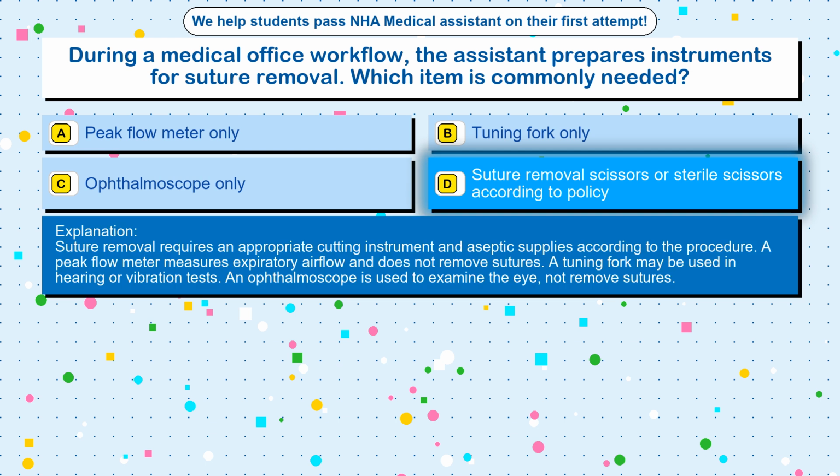Suture removal requires an appropriate cutting instrument and aseptic supplies according to the procedure. A peak flow meter measures expiratory airflow and does not remove sutures. A tuning fork may be used in hearing or vibration tests. An ophthalmoscope is used to examine the eye, not remove sutures.